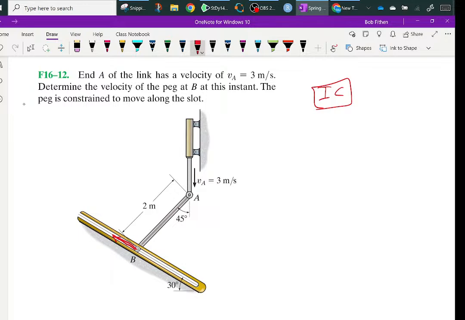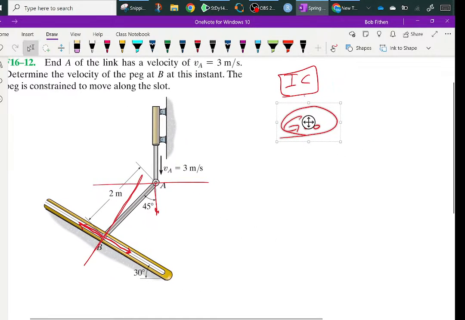This velocity has to go this way, or that way, I really don't know. This one has to go down. So I draw a perpendicular here. Now I've got geometry. This is the biggest problem when you're doing instant center problems: you have to deal with the geometry. So for me, the best thing may be to try my best to use the picture.